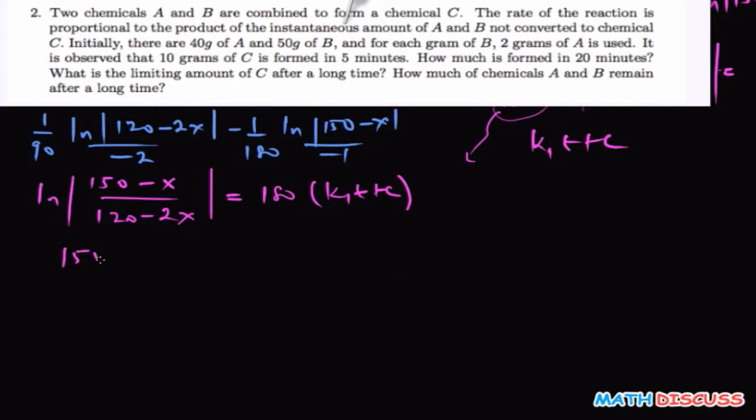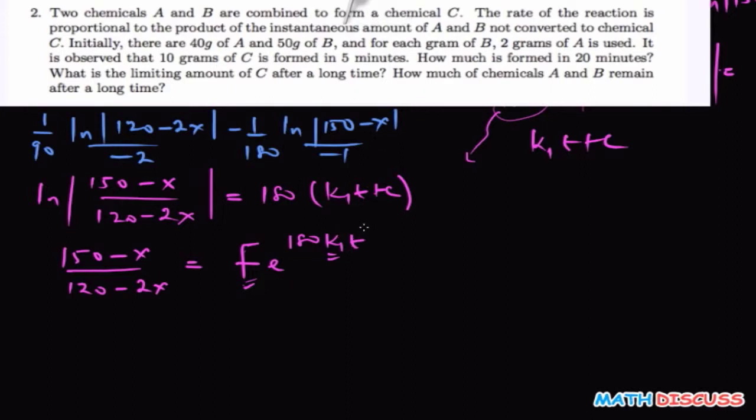150 minus x all over 120 minus 2x equals, so we'll have a very big constant which I'm going to call f, e to the power 180 times k1t. So that's what you're going to obtain anyway. And then we've been able to solve this differential equation. Now the constants we have here, they are f, and then we also have k1 as our constant, which we need to clear to be able to solve this.